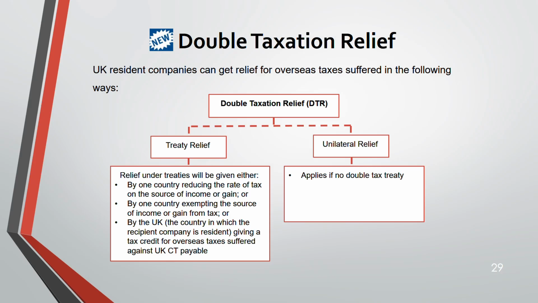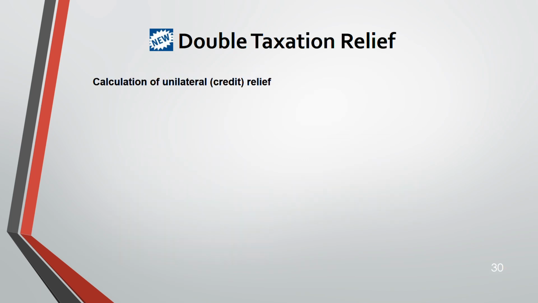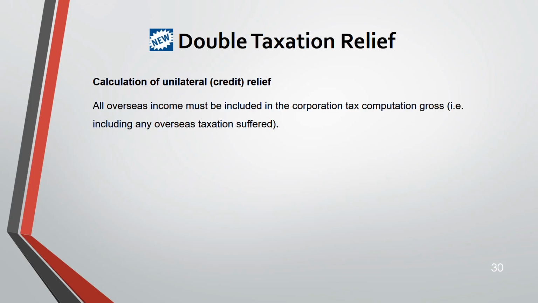Now, unilateral relief applies if there is no double tax treaty. It allows credit relief for overseas taxes and works in the same way as credit relief under treaties. Now, calculation of this relief. All overseas income must be included in the corporation tax computation gross, including any overseas tax suffered. If you are given a net figure, gross it up.